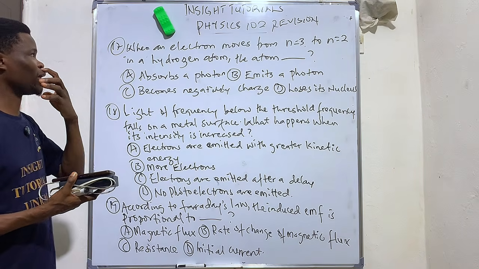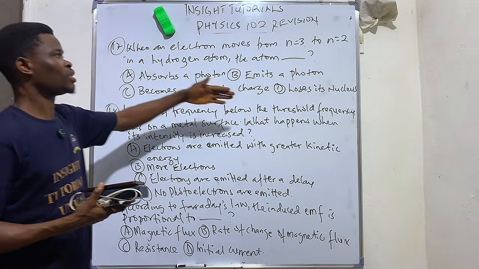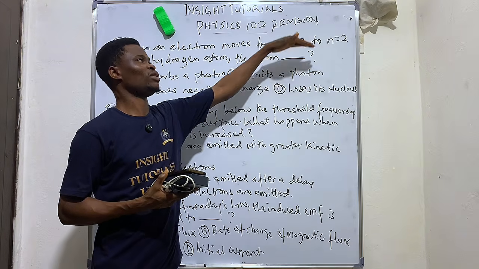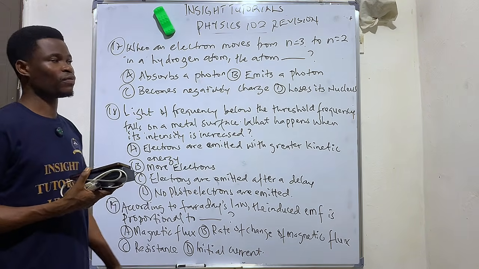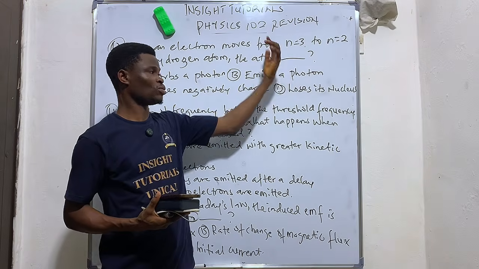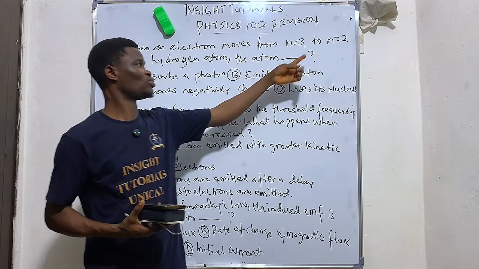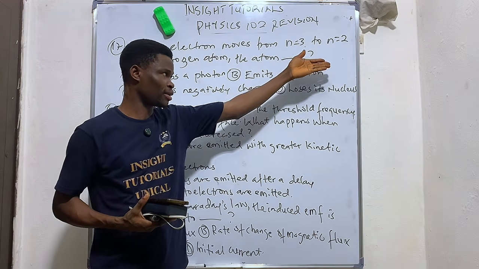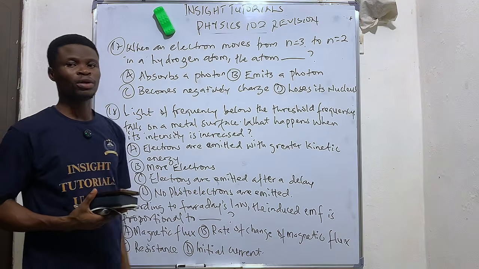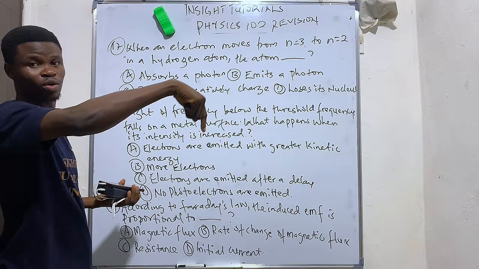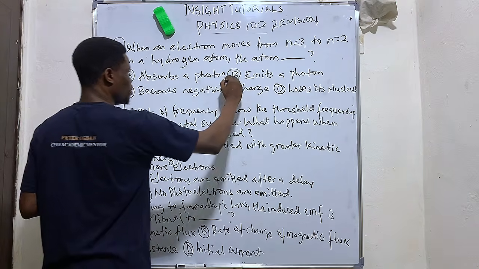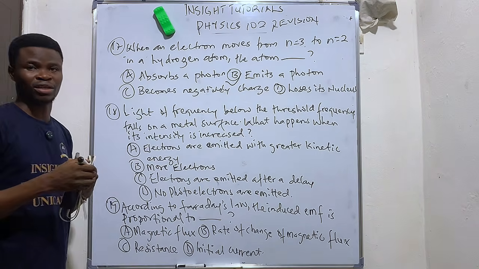And what is the principle behind it? When an electron moves from a higher energy level to a lower energy level, there's going to be an emission of a photon. But if it moves from a lower energy level N2 to N3, it's going to actually absorb a photon, which is not the correct option. So if it's from a higher energy level to a lower energy level, it's going to emit photons. So option B is the correct answer.